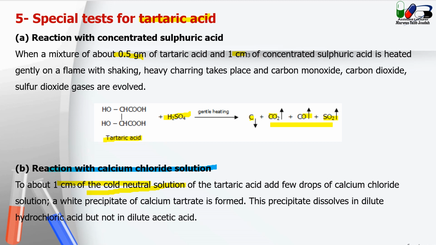pH paper is much better than a litmus paper because it gives you the exact pH of your solution.